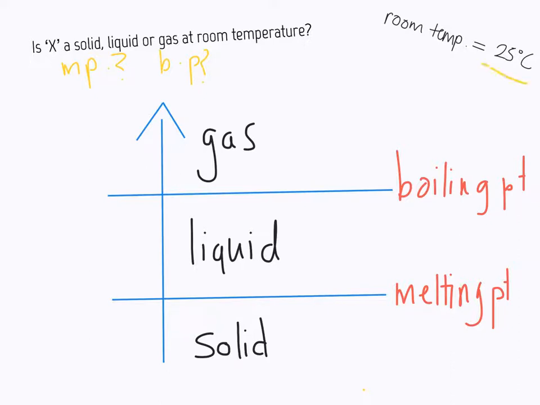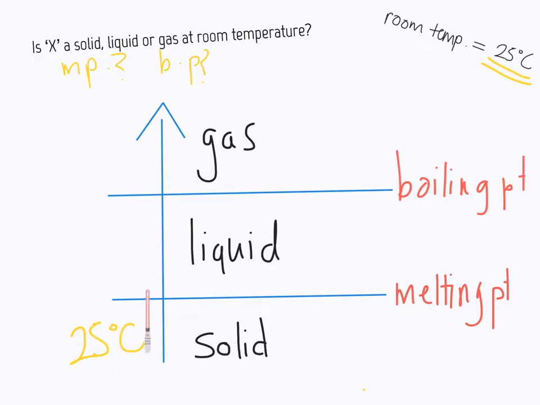What that means, if we look at that, is that at 25 degrees, X is a solid. Now look at where the melting point and boiling point are in relation to that. The melting point is above 25 degrees Celsius, and so is the boiling point. So if you look at the first column in your table, what you should be filling in here for the solid is that the melting point is above room temperature and the boiling point is above room temperature. And you should hopefully see that there.